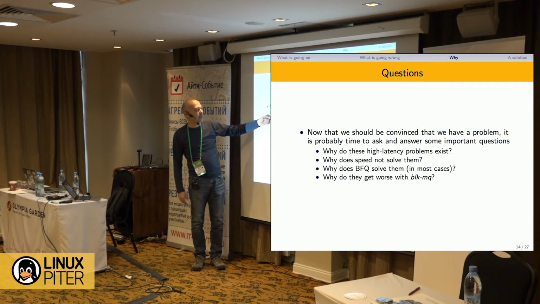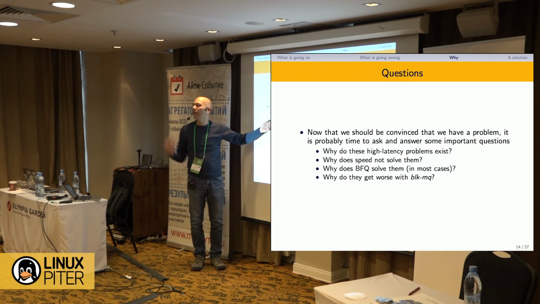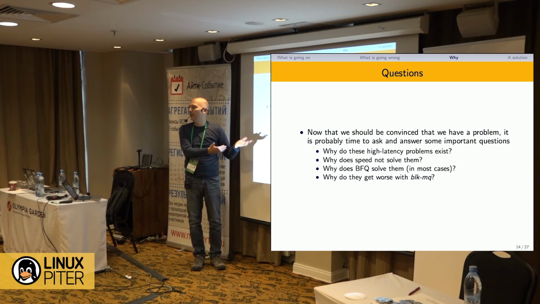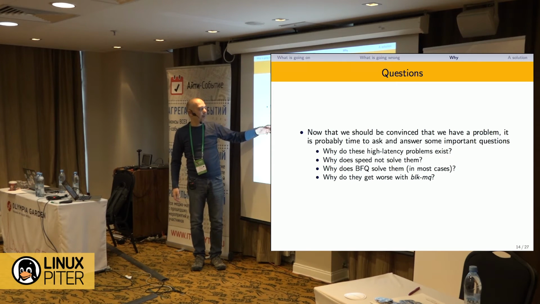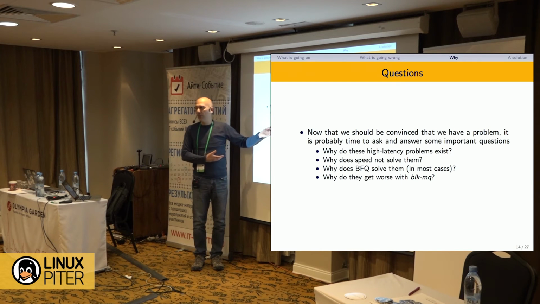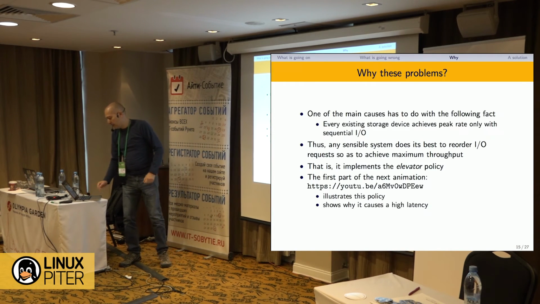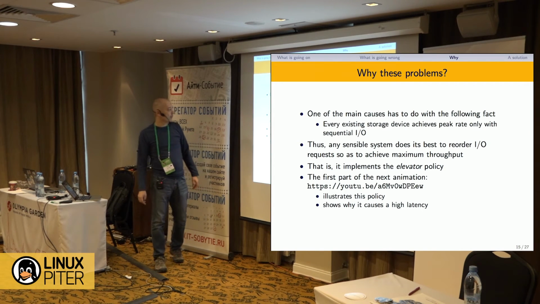Probably the first question is, why do we have all these high latency problems? We have devices that are becoming faster and faster. Still, we have to wait all this time. Why does speed not solve them? And why does BFQ work? And of course, the last question. So the next slides are just answers to these questions.